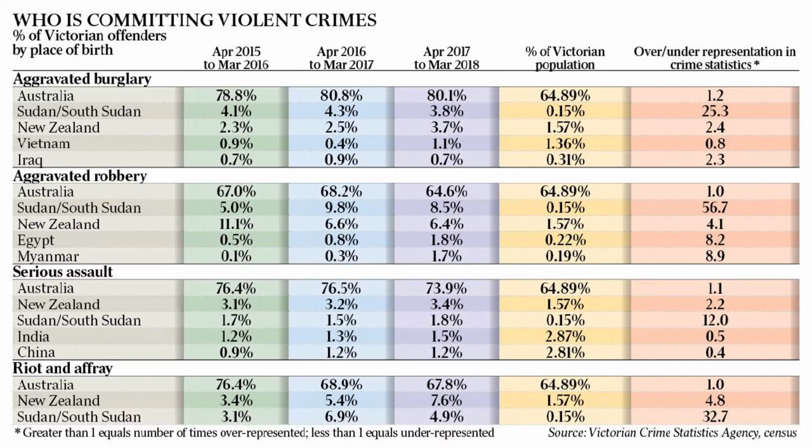Okay, this is a data table that was in the Australian newspaper. It's from the Victorian Crime Stats Agency. You can pause this and have a look at it in more detail if you like. The thing that I really want to draw your attention to is this column here. Basically, if the number is above 1, that means they're committing more crimes than you would expect based on their population. If it's below 1, they're committing fewer crimes than you'd expect based on their population.